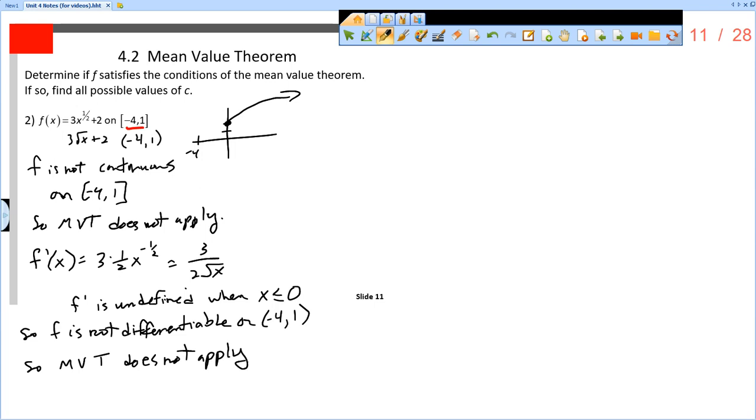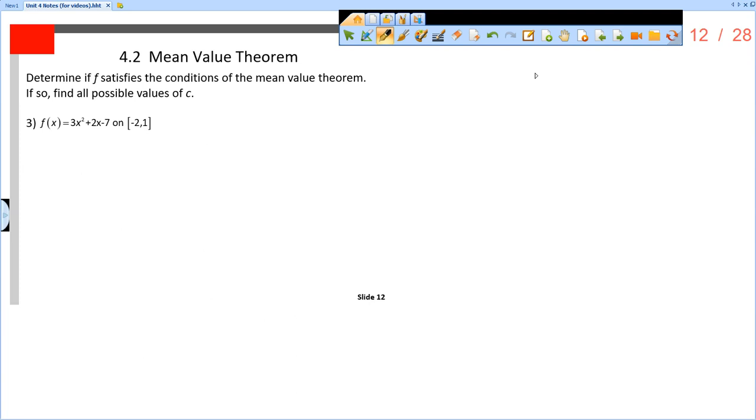Now, you don't need to say both of these things, right? If one of them is true, like if f is not continuous, then you're done, right? But if it is, then you need to go on and say that it's not differentiable, right? Now, first thing you check is continuity, then you check differentiability. If both of them are satisfied, then you go on and you continue with the mean value theorem.